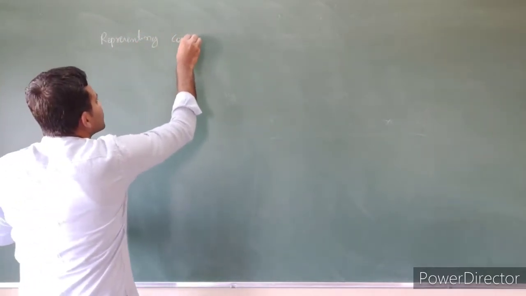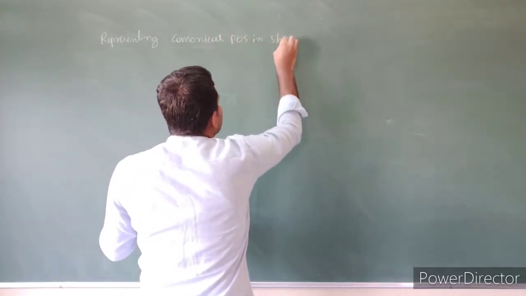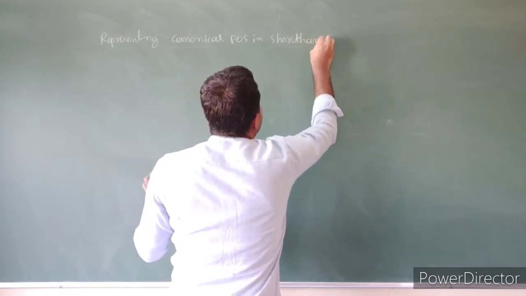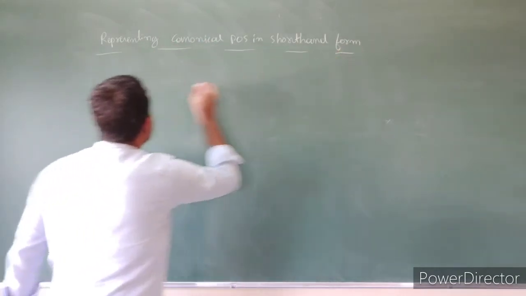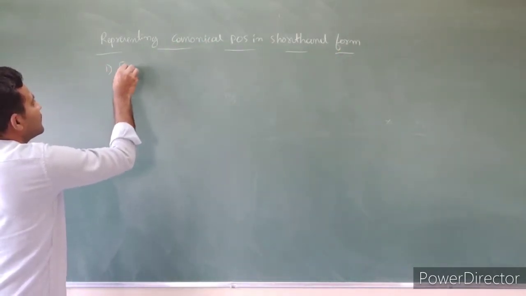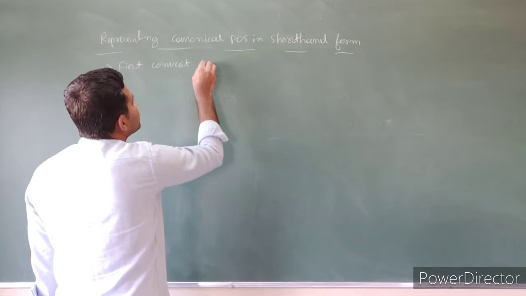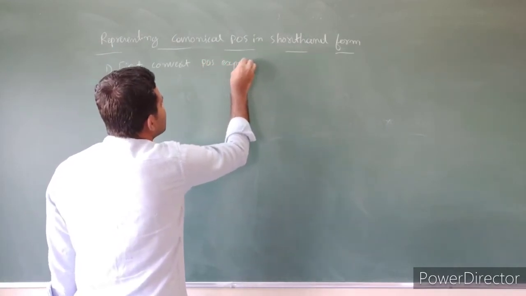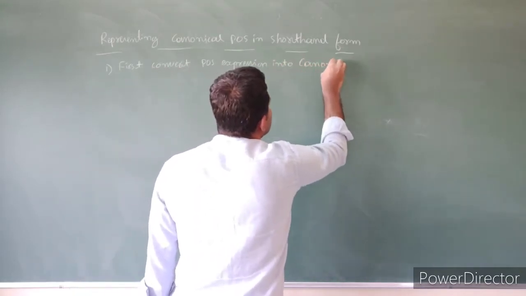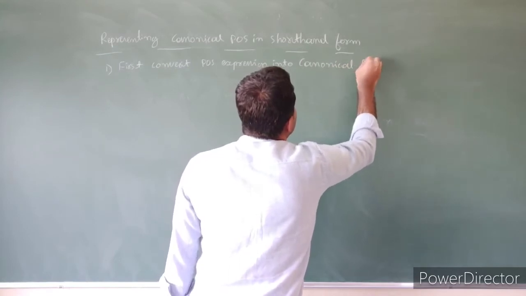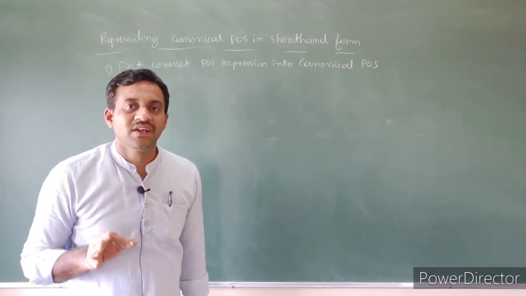Representing canonical POS in short form, shorthand form. The steps are, see the first one. First convert the POS expression into canonical POS. If you write a shorthand, the expression must be in canonical form.